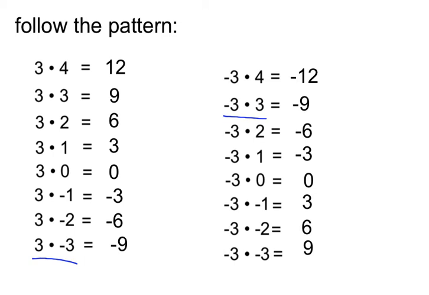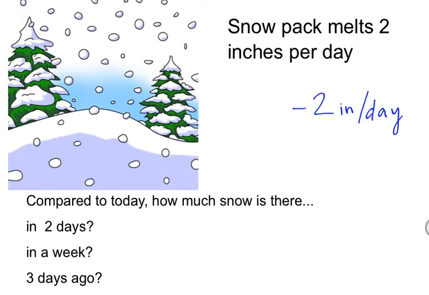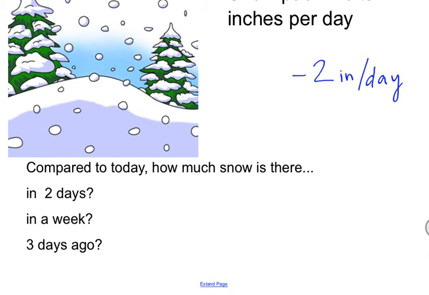Now, that may be hard to wrap your mind around, so consider this situation. Here's a real-life example that will do a negative times a negative. The snowpack melts at 2 inches per day, which means it changes negative 2 inches per day. So each day I would subtract 2. So compared to today, what will the snowpack be in 2 days?